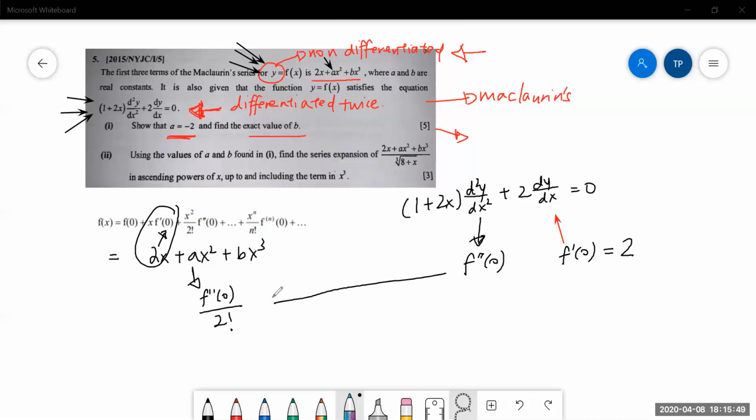So our objective now is to find a. And what is a? A is f double prime 0 over 2 factorial, which is also f double prime 0 over 2. So we just need to make f double prime 0 the subject, after which we just divide f double prime 0 by 2. Then we will get A.